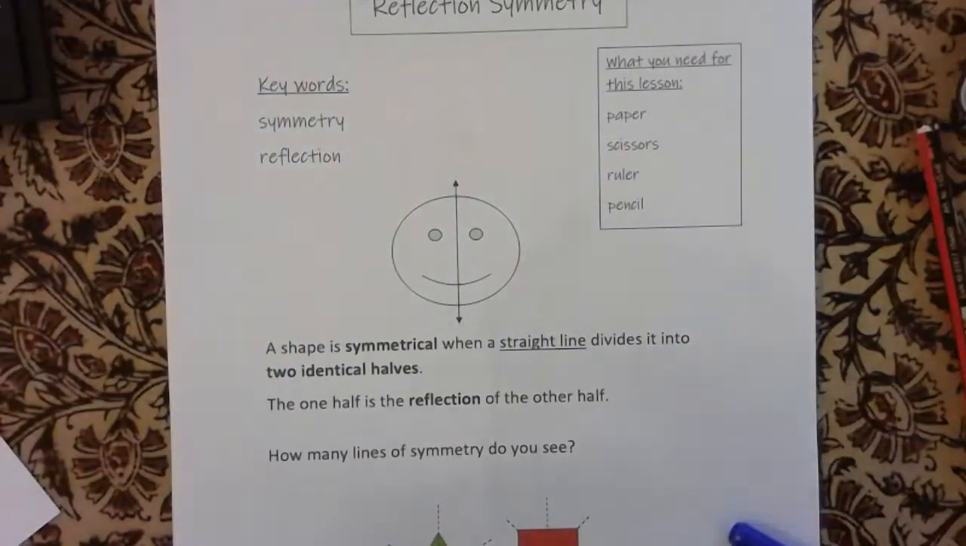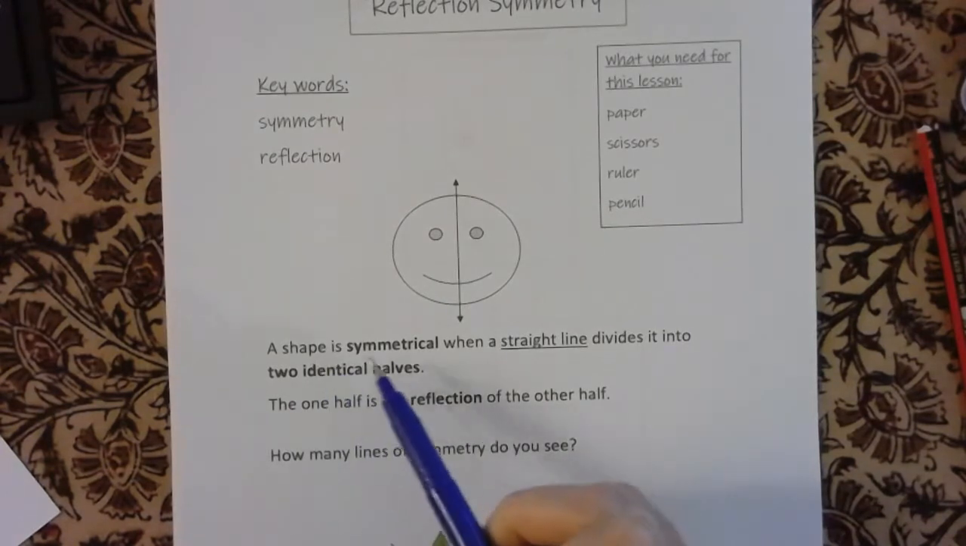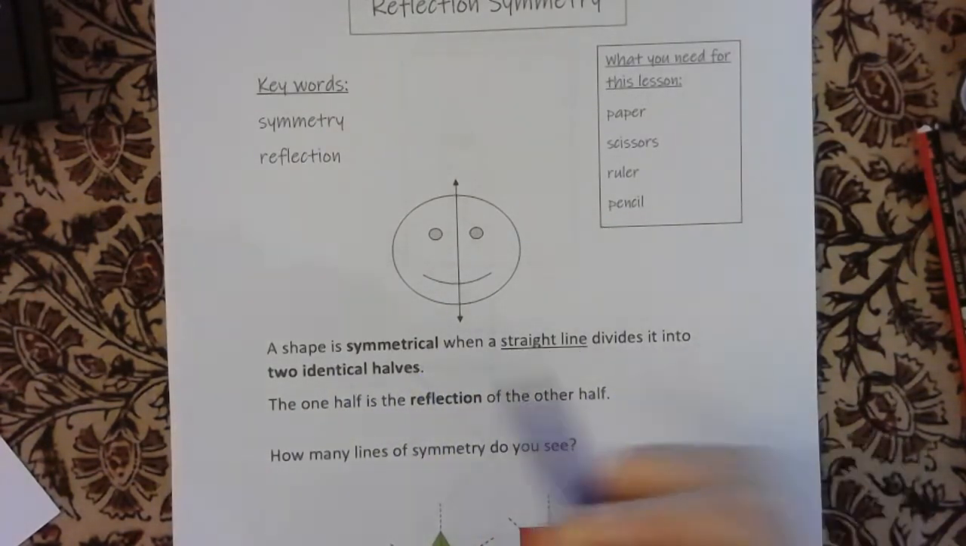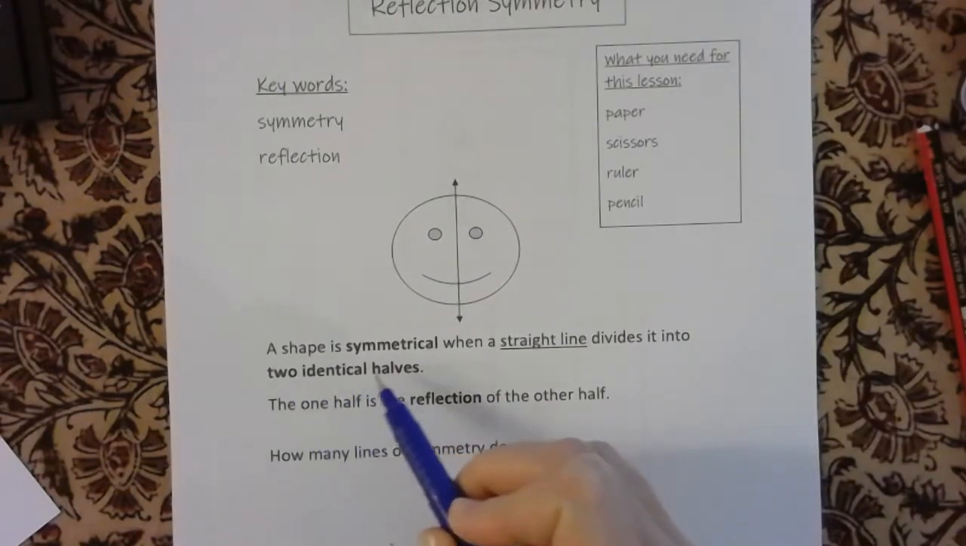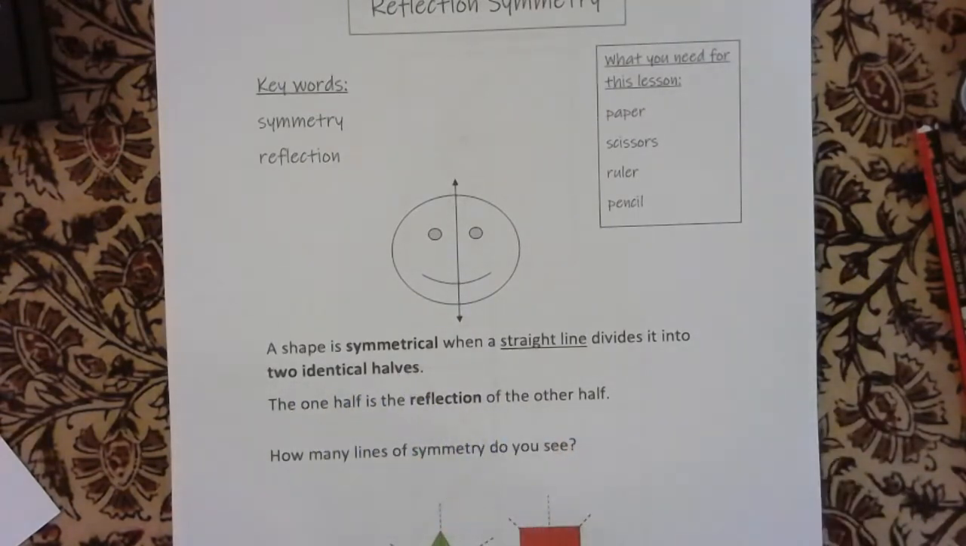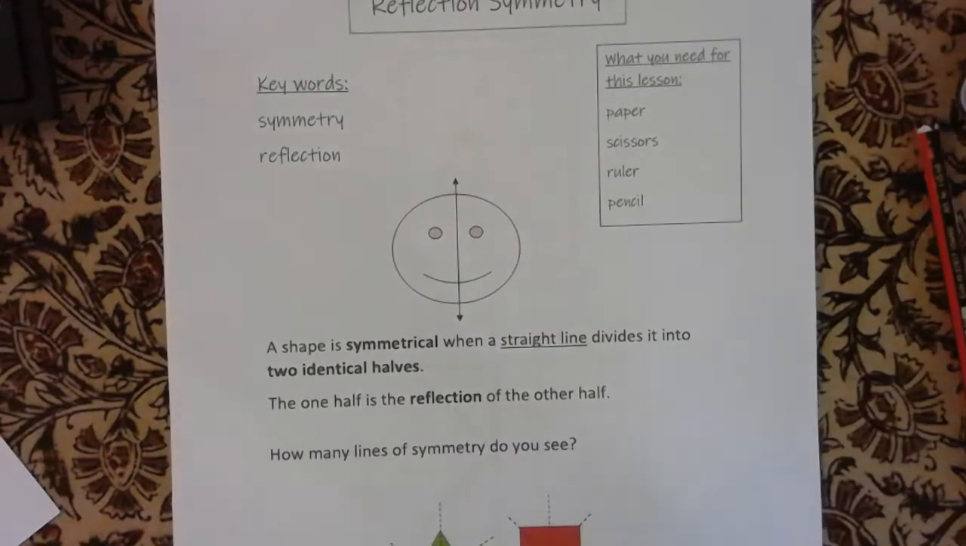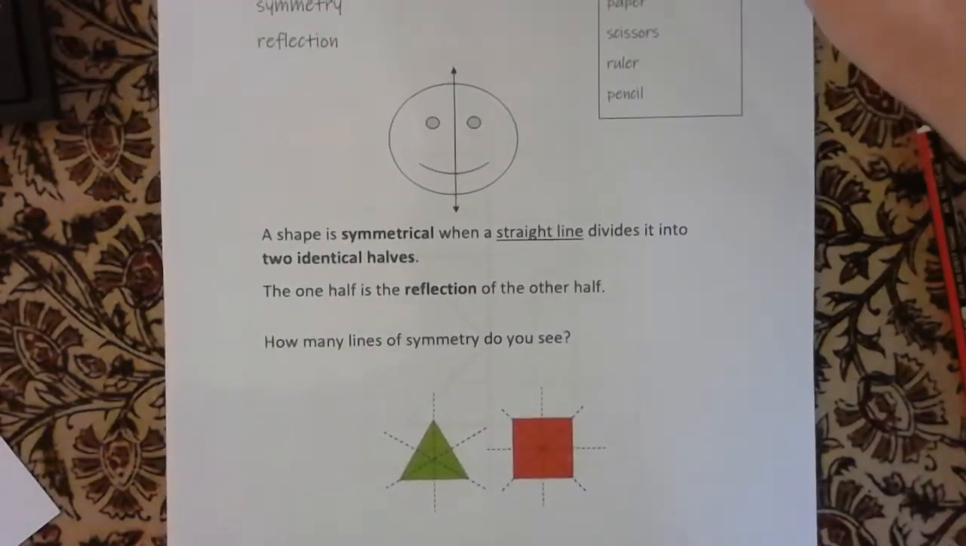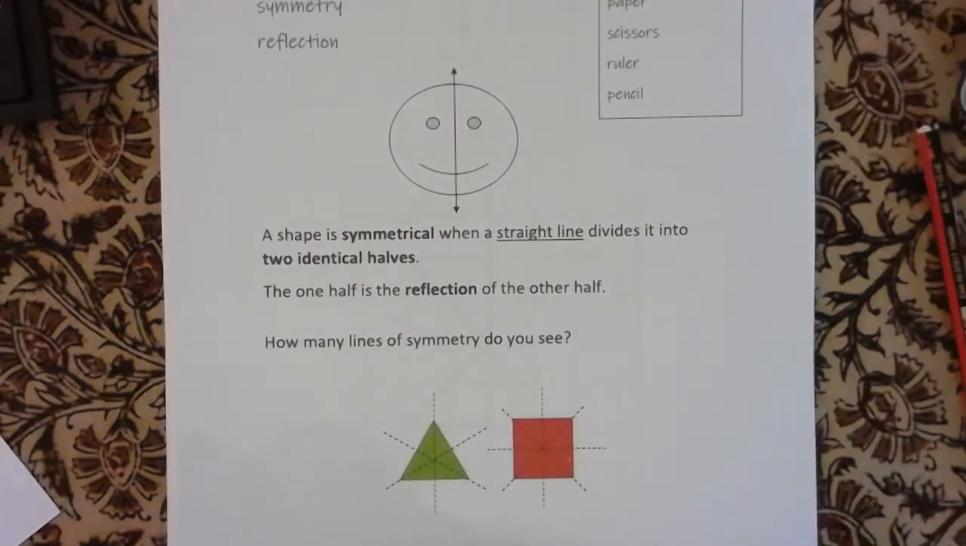So let's just go through the definitions. A shape is symmetrical when a straight line divides it into two identical halves. Okay, then the one half is the reflection of the other half. Okay, so let's look at a few mathematical shapes. Two polygons. How many lines of symmetry do you see?